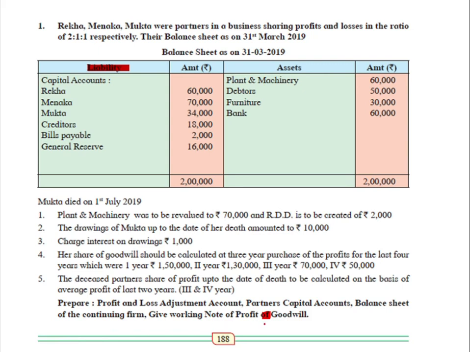See, here is a minor mistake. They have not given a working note of profit and goodwill, but you must give working notes of profit and goodwill. They ask for two working notes, so that means there is a mark for the working note.